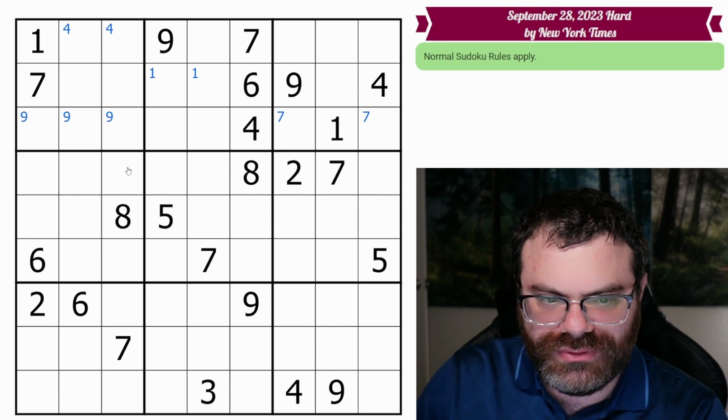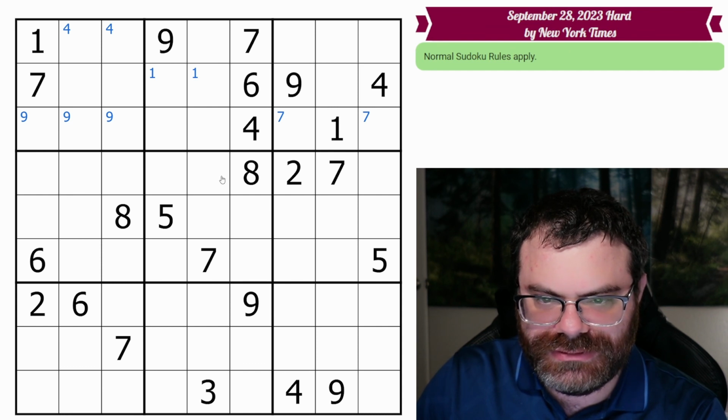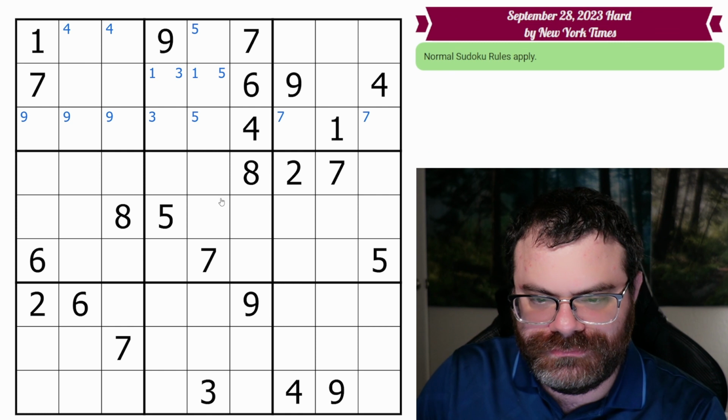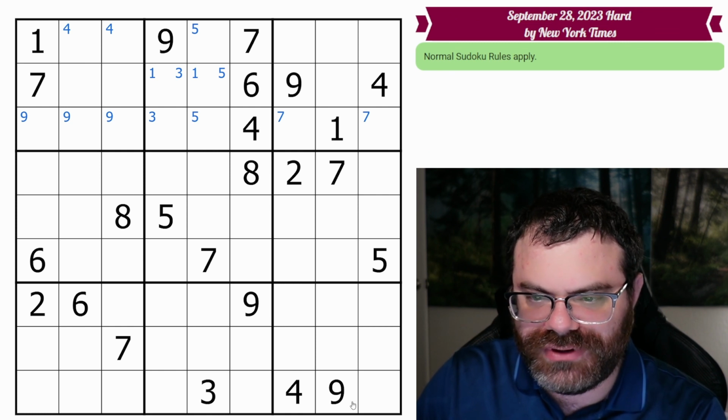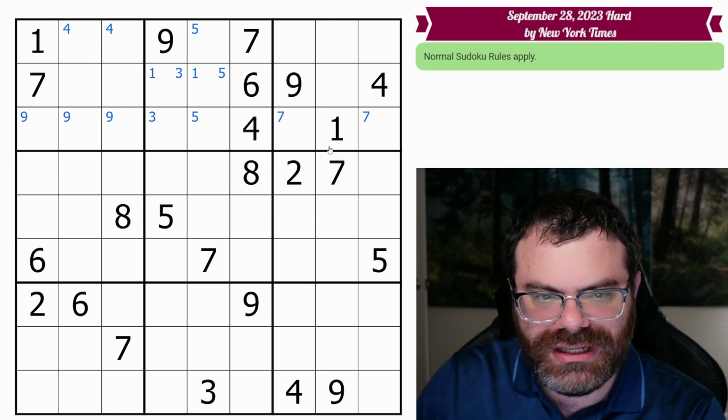Okay, I'm gonna look for crossings real quick. Well, I suppose we have this 3 that's looking up, so there's a 3 over here. This 5 looks up, so there's a 5 somewhere here. Those weren't really crossings, but that's okay. I saw them.